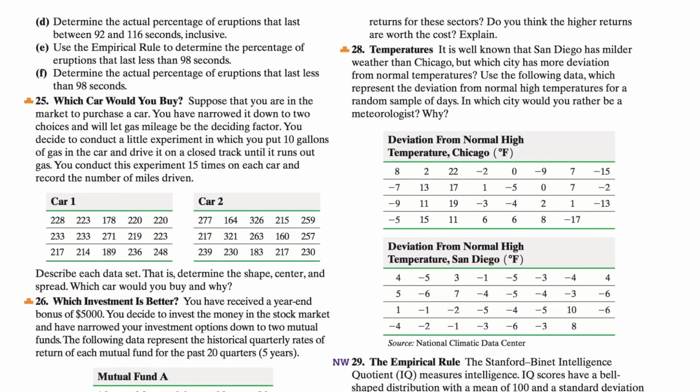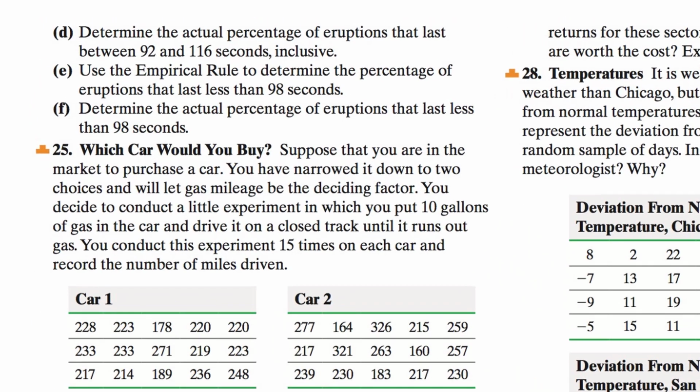So the question continues here with part D, and it says, determine the actual percentage of eruptions that last between 92 and 116 seconds inclusive. Now remember, inclusive means we would include the endpoints of that interval. All right. And you could count this directly. You can go back to the data set and count it directly, but it's probably easier to count it indirectly. There's less counting, in other words.